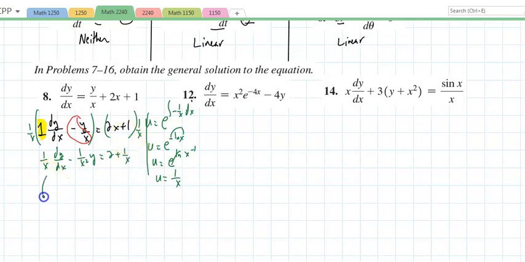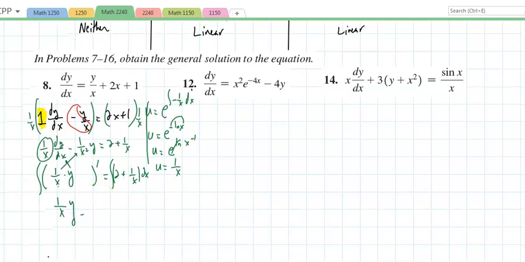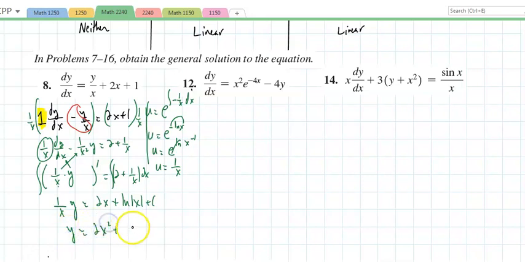And this is really, if you think about it, 1 over x times y prime. If you take a derivative of y, it's right there. If you take a derivative of 1 over x, it's right there. So if you integrate with respect to x, that is 1 over x times y, that's a nice y, equals 2x plus natural log of the absolute value of x plus c, and y equals 2x squared plus x natural log of the absolute value of x plus cx, and there it is.